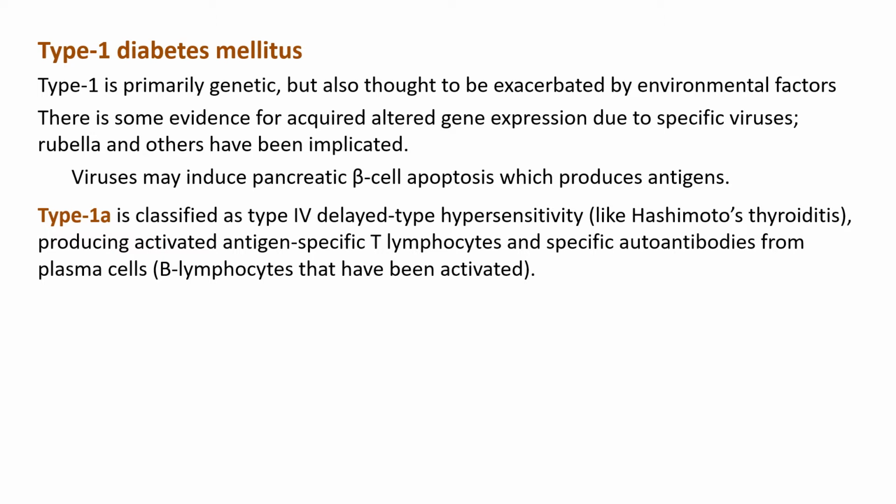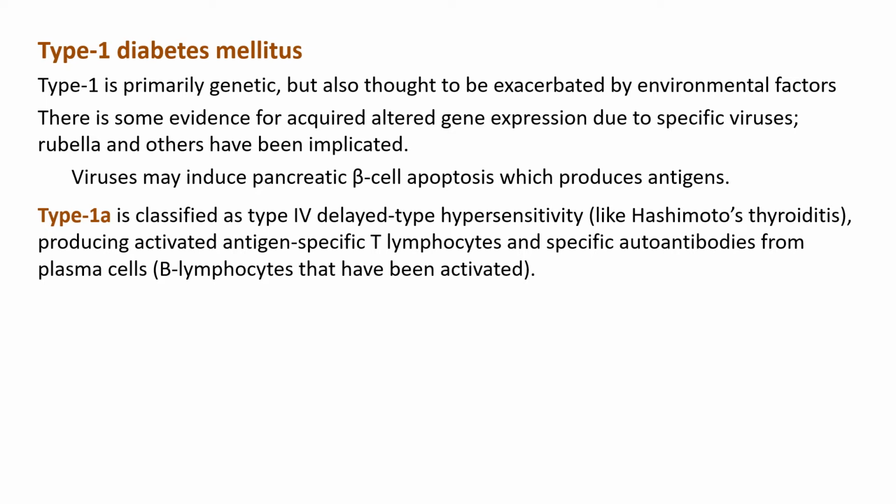This is an abnormal immune response, and it's the same hypersensitivity response that you get with Hashimoto's thyroiditis, which we'll talk about in the next video. What happens is you produce activated antigen-specific, remember this is the adaptive immune system, T lymphocytes, so T cells, and activated antigen-specific B lymphocytes, B cells. B cells, of course, once they're activated, differentiate into plasma cells. Both of them produce memory cells so they can keep on attacking.